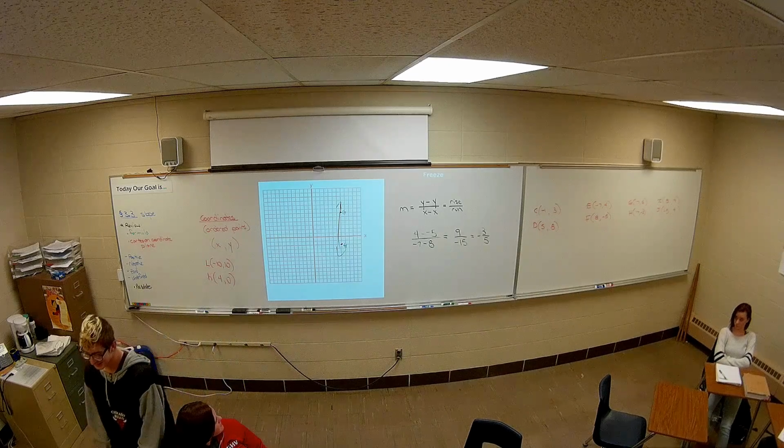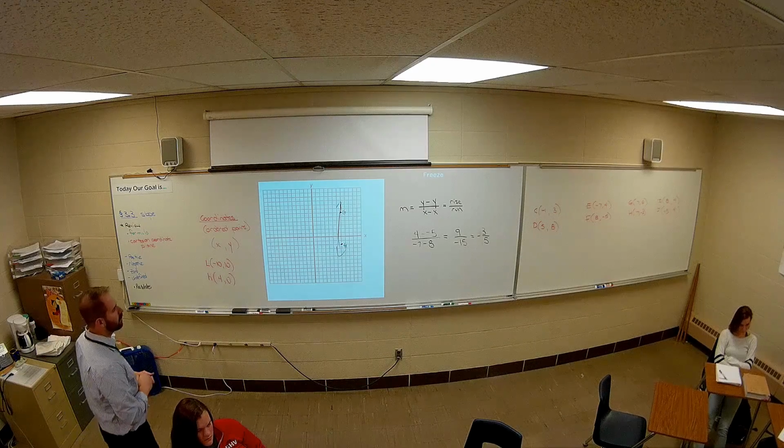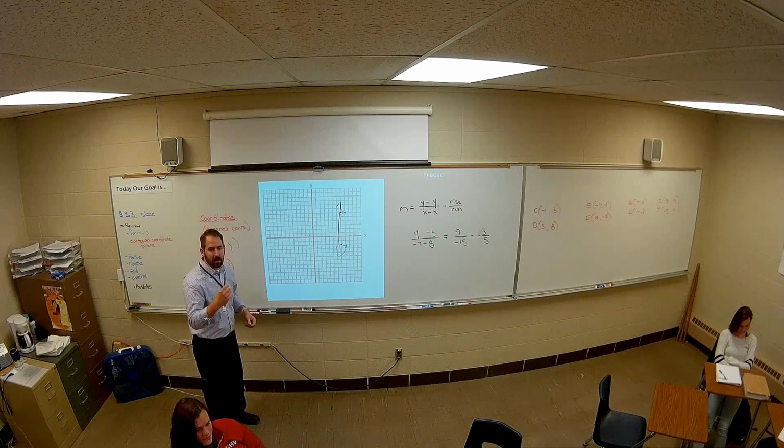Alright, so, let's talk about this one. You notice it's not tilting up to the right, and it's not tilting down to the left. It's going straight up and down. So, what did you gentlemen figure out for a slope? 8 over 0. Yeah, that's a unique number.